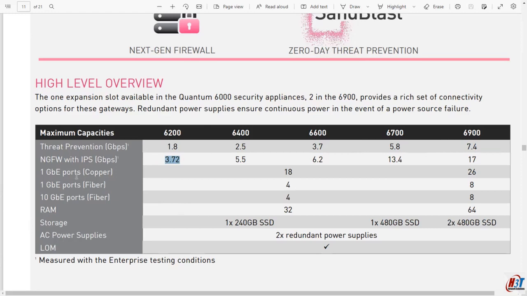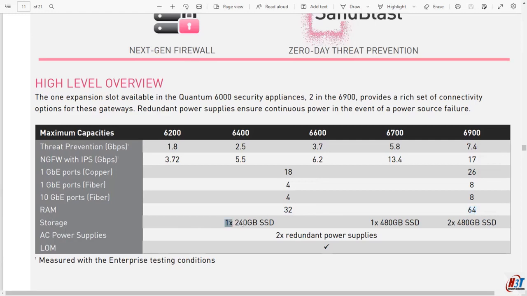Now coming back to the ports, 1 GB Ethernet ports you are getting here in copper is 18 for the first 4 and 26 for the 6900, and 1 GB ports for fiber you're getting 4 for the first 4 and 8 on the 6900. Similarly, 10 GB Ethernet fiber ports, you get 4 here on these 4 and 8 on the 6900. RAM is limited to 32 GB on these 4 models, and the last one gets 64 GB.